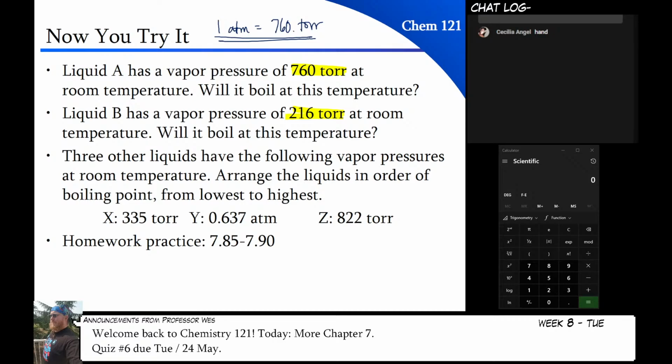So I have liquid A and liquid B. Liquid A's vapor pressure at room temperature is 760 torr. Will it boil? Liquid B's vapor pressure at room temperature is 216 torr. Will it boil at that temperature? And then based on the vapor pressures that I have listed for X, Y, and Z, which one has the highest boiling point and which one has the lowest boiling point? So try these problems. We'll go over the answers in about 5 minutes, and I'll see you then.